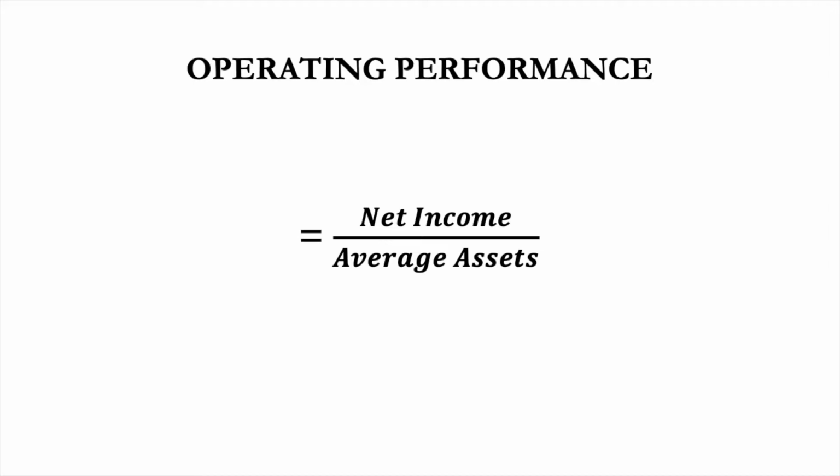When you take that average and divide net income by it, you get a value that you can use to compare different companies and their operating performances. Really, what this value is telling you is that for every dollar of assets a company has, it's generating that much in profit.